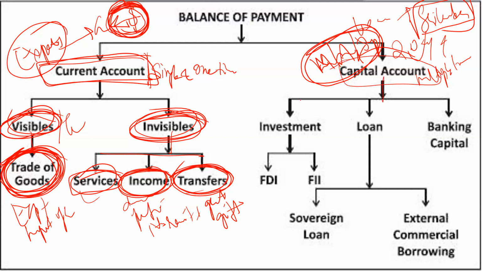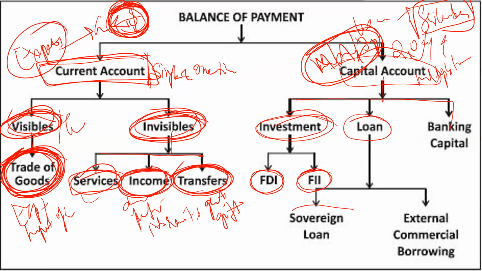And this is also divided into three terms: investment, that is foreign investment, which consists of foreign direct investment and the foreign portfolio investor, foreign institutional investment. Also loans, that is sovereign loans or the external commercial borrowings, and the banking capital in terms of depository receipt, etc. So this is regarding the capital account.